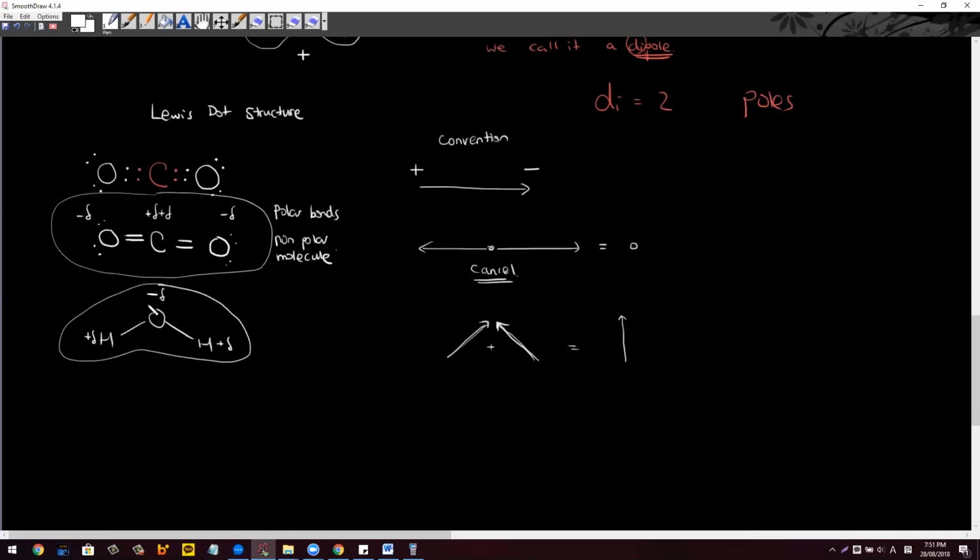This one here does have polar bonds. And because it is bent, and why is it bent? Because of the lone pair. This one is not bent because there is no lone pair. So this one is still a polar molecule. So what it means is this: carbon dioxide has polar bonds, but overall it's not polar because they cancel. This water molecule here has polar bonds, and they don't completely cancel out. So you get a polar molecule.